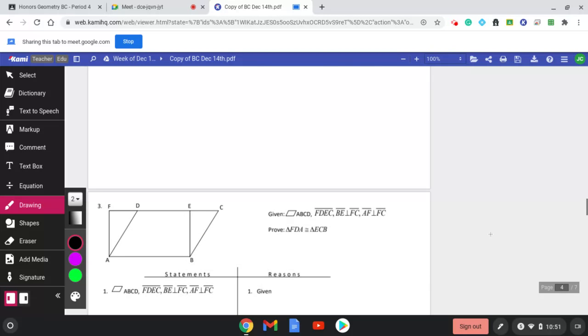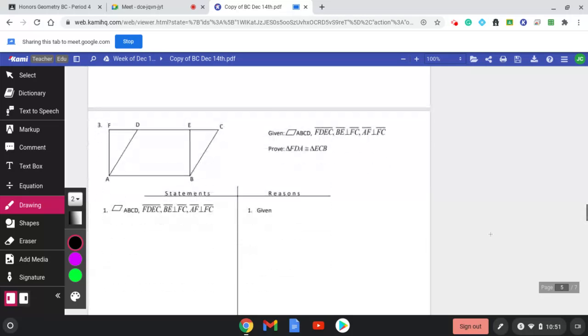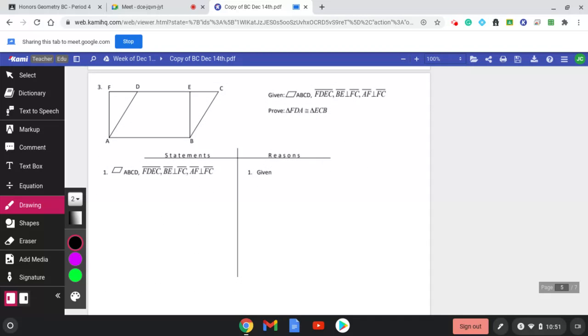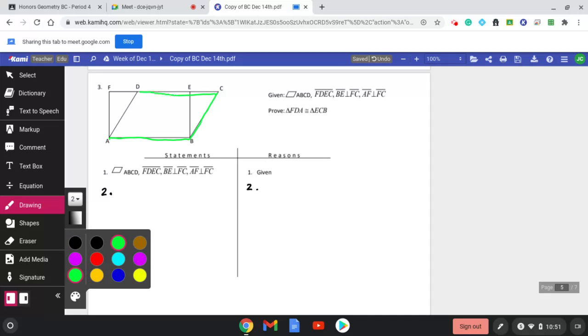Here you go, number 3. Still proving triangles congruent. Make sure you know which one they're calling the parallelogram. This one right here, I'm highlighting in green. There's the parallelogram. Oh, got some perpendicular lines on this one. Nice. Some right angles being formed. BE and FC are perpendicular, so I got a little right angle action here. AF and FC are perpendicular. Got one right here. And again, proving the triangles congruent.